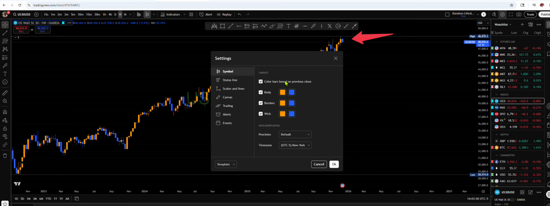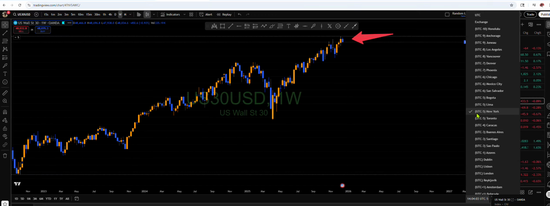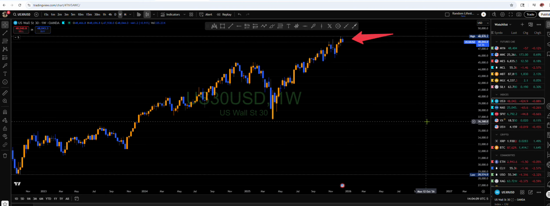So I have these ones going up, I have them orange, and these ones going down, I have them blue. And you have to make sure that the time frame that you have is set on New York, which is UTC-5 New York at all times. Doesn't matter what part of the world you're at. Just make sure that it's set on that.